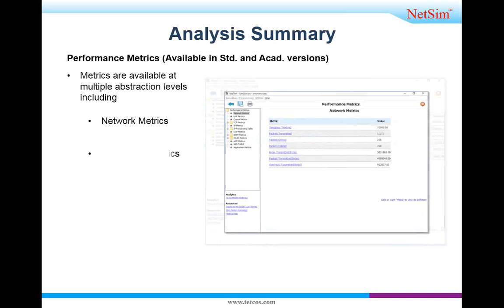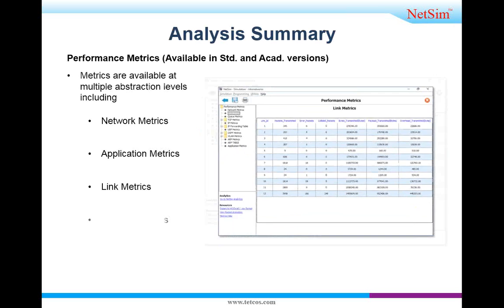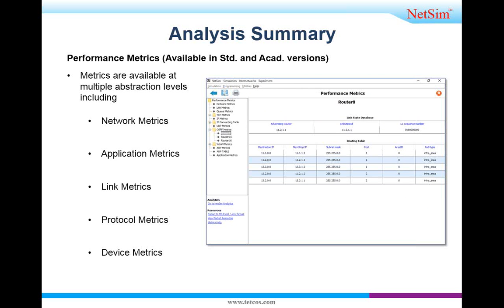Then analysis summary. As I've told you, performance metrics have several metrics. That is network metrics, application, link, protocol, and device metrics. So different metrics have different scenarios. Network metrics allows the user to view the values of metrics obtained based on the overall network. It gives you the idea of whatever is being simulated in the network, the overall result and overall throughput. Then application metrics displays the various metrics based on the application running in the network scenario, like throughput, delay, and etc.